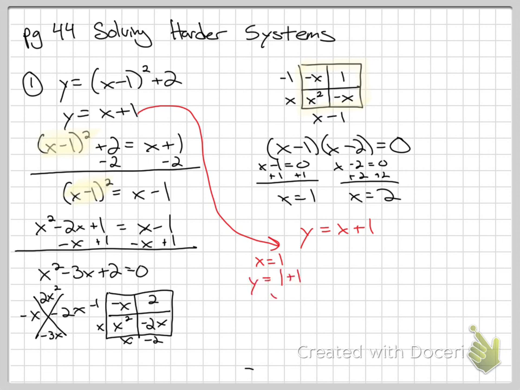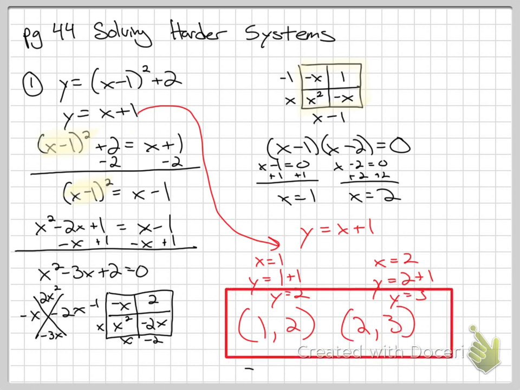1 plus 1, y equals 2. So the point 1 comma 2 is a solution. And then we'll plug in 2. 2 plus 1, y equals 3. The point 2 comma 3 is the other solution. Remember, the solution to a system is a point. And in this case, because it's a parabola and a line, we're going to have a parabola with a line going through it. So we end up with 2 points, right here and right here.